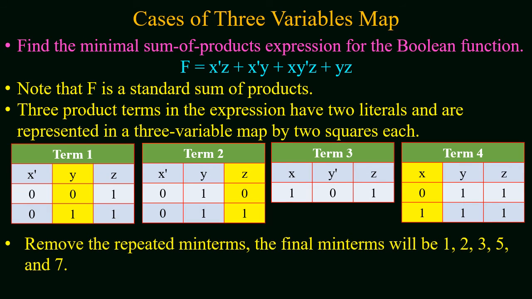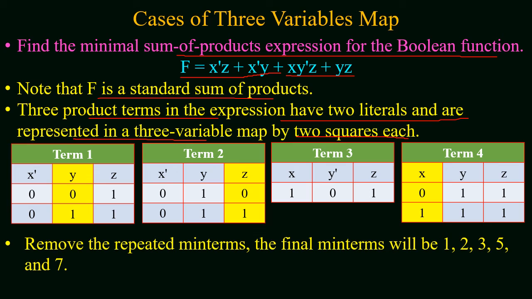Now in the given example, you have to find the minimum sum of product term expression for the Boolean function, and the Boolean function is x prime z plus x prime y plus x y prime z plus y dot z. Now if you analyze, the given function is a standard sum of product, and the given function consists of overall 3 variables x, y and z. Two of the product terms in the expression have 2 literals, and one product term has 3 literals. A term with 2 literals is represented by 2 squares in the 3 variable K-map.